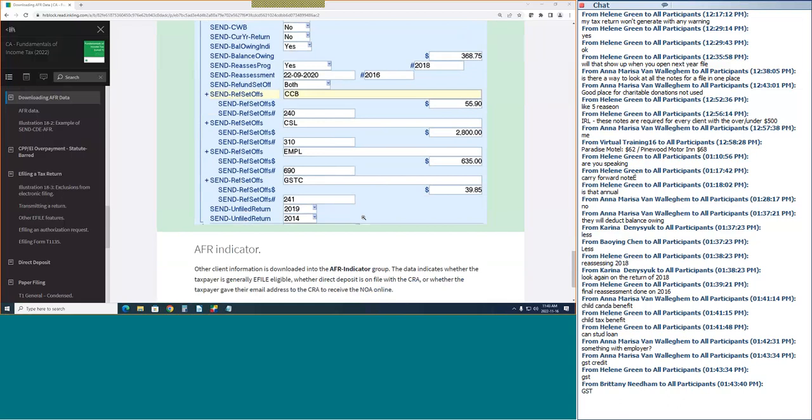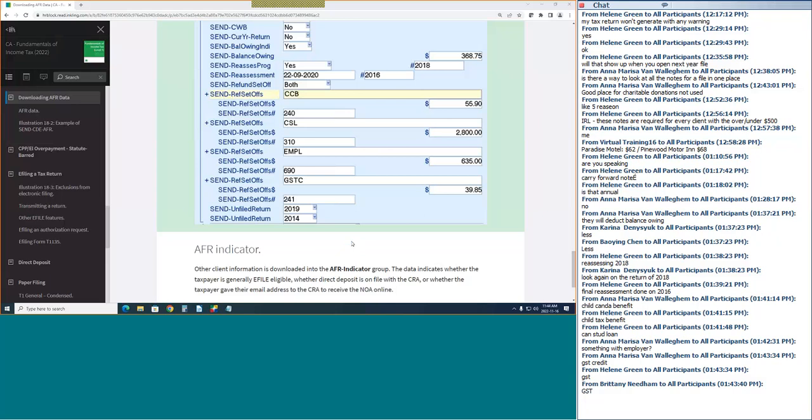And the last thing that you always want to look for is, do they have any unfiled returns? If they have unfiled returns, there may be a benefit to filing them. So you want to check and see. 2019, you didn't file a return. Would you have gotten a benefit if you had filed one? Do you want to file it now? I will do that one for you. We do this for our clients all the time. They may not know they've missed a return. They may not know that they had benefits they could have claimed if they filed a return.